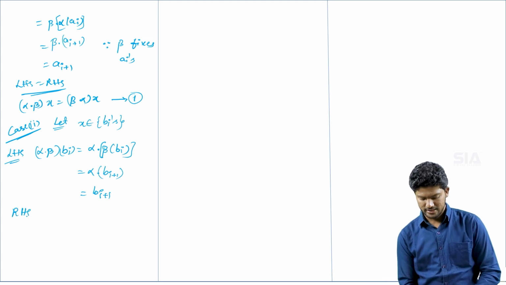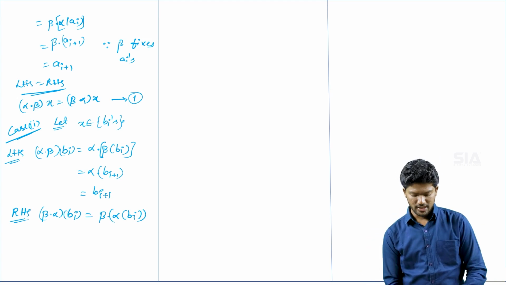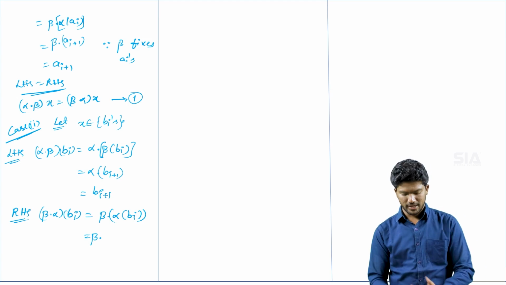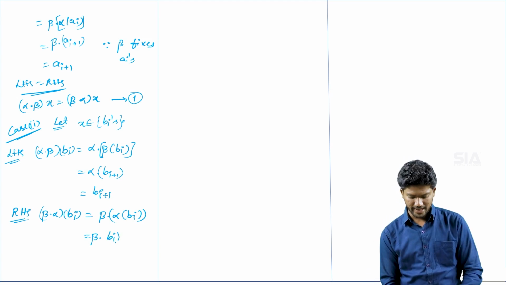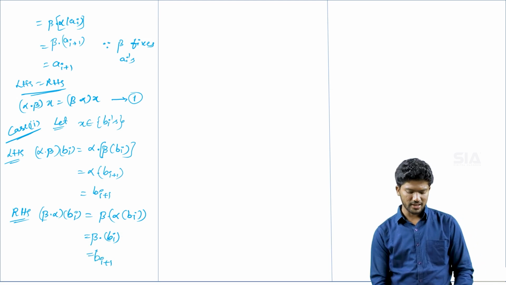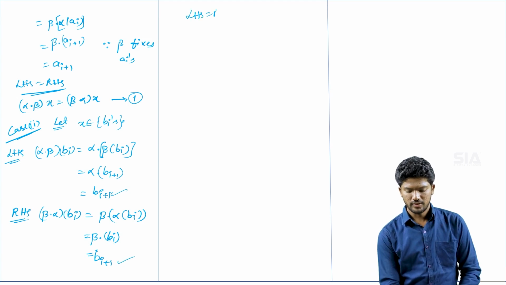Next you can take RHS in this set. Beta into alpha of b suffix i is equal to beta into alpha of b suffix i. That implies beta into, here you have the reverse elements, alpha and b i. So you can write b suffix i as it is, and again we have beta into b suffix i. You can write b suffix i plus 1. Here also we got LHS is equal to RHS. So therefore LHS is equal to RHS.